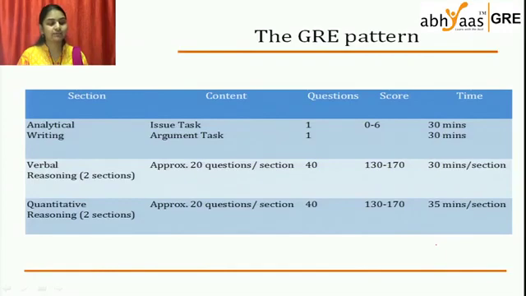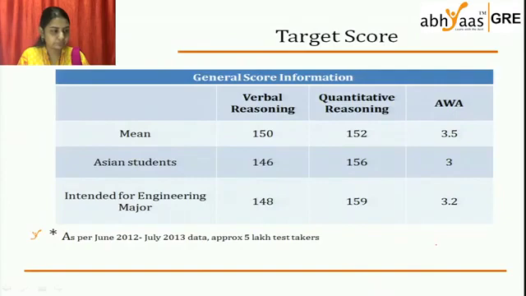So overall you will have 20 questions in each section. So 2 sections, approximately 40 questions is what you're going to do. Okay. So 130 to 170 is the scoring range for the verbal reasoning measure. Now what's the target score for me? 130 to 170. What score do you think you want to get? Guys, think. What's your target score? Don't say 130. I'll not be happy.